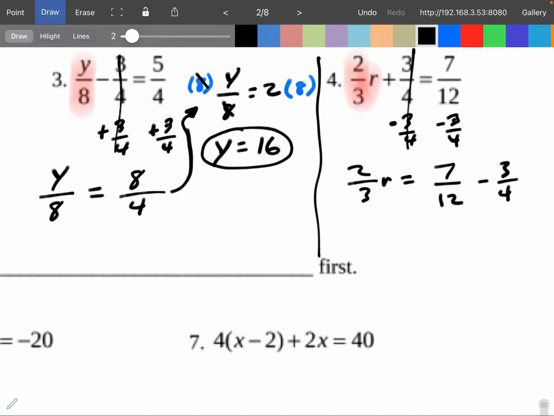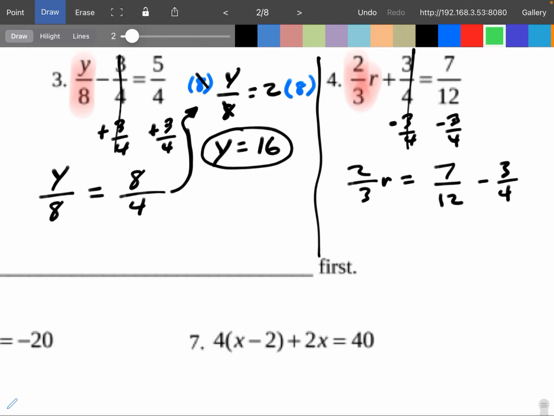So we're going to need a common denominator over there on the right-hand side. So what's the smallest number that 12 and 4 both divide into evenly? Not 2, not the smallest number that divides into them. The smallest number that 12 and 4 both divide into evenly is 12. So you need a common denominator of 12. So you need to change that 4 into a 12.